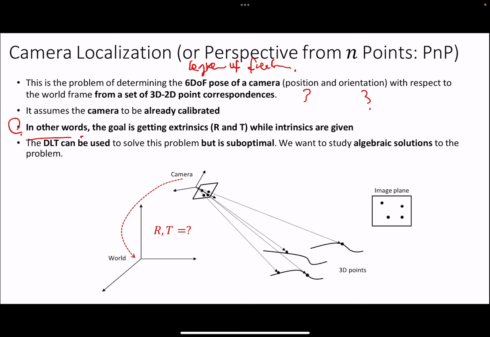With respect to the world frame, from a set of 3D to 2D point correspondences, and assume the camera to be already calibrated. Already calibrated means the assumption is that we know the intrinsic. DLT can be used to solve this problem, but it's suboptimal. So we want to study an algebraic solution to the problem.